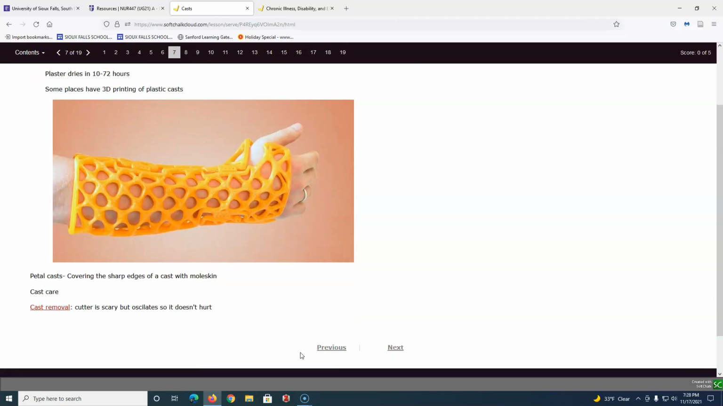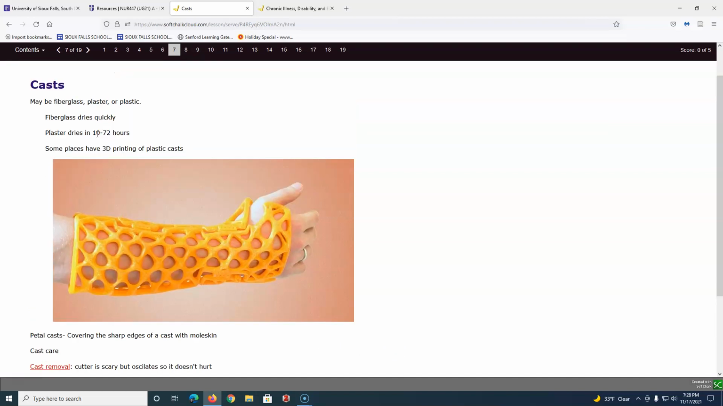Cast care. For the fiberglass and the plaster, usually we say we can't go swimming or do those kinds of things, get it wet. There are some fiberglass casts that are quote-unquote waterproof. The hard thing about it, though, is the outside layer might be, but hopefully the inside layer is as well. That wet cast padding is kind of gross if that happens.